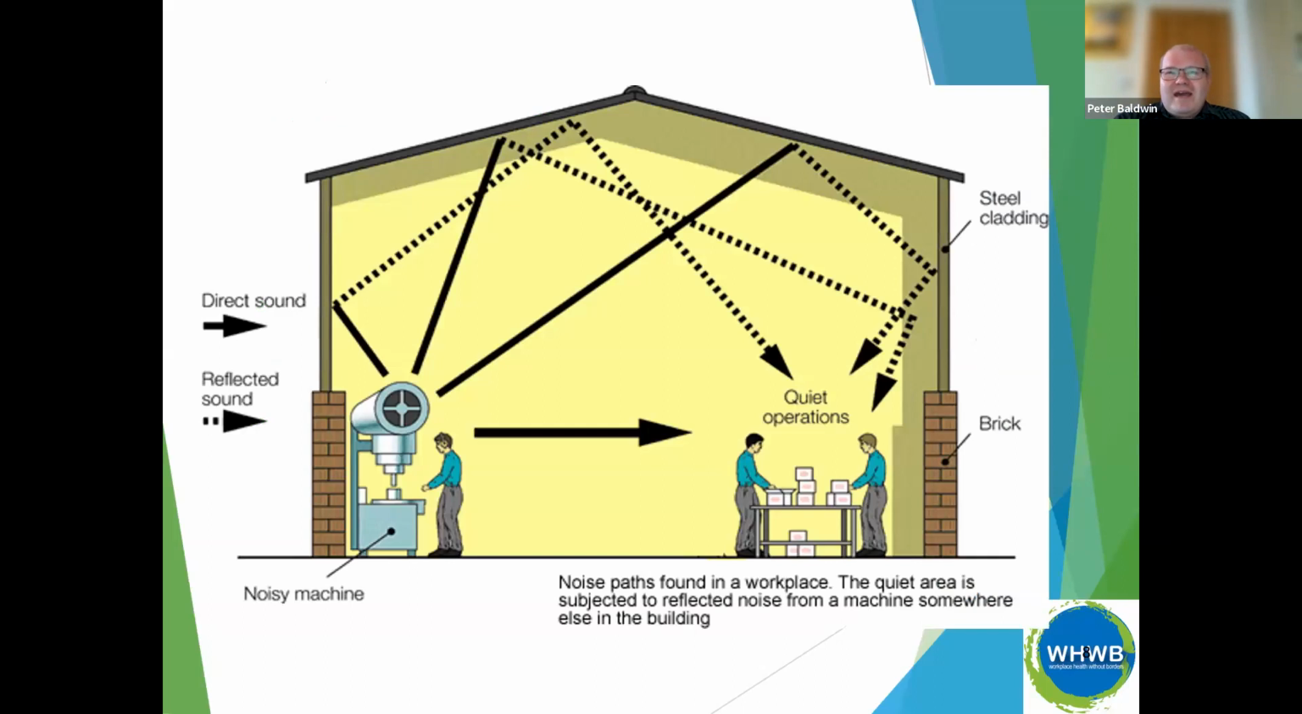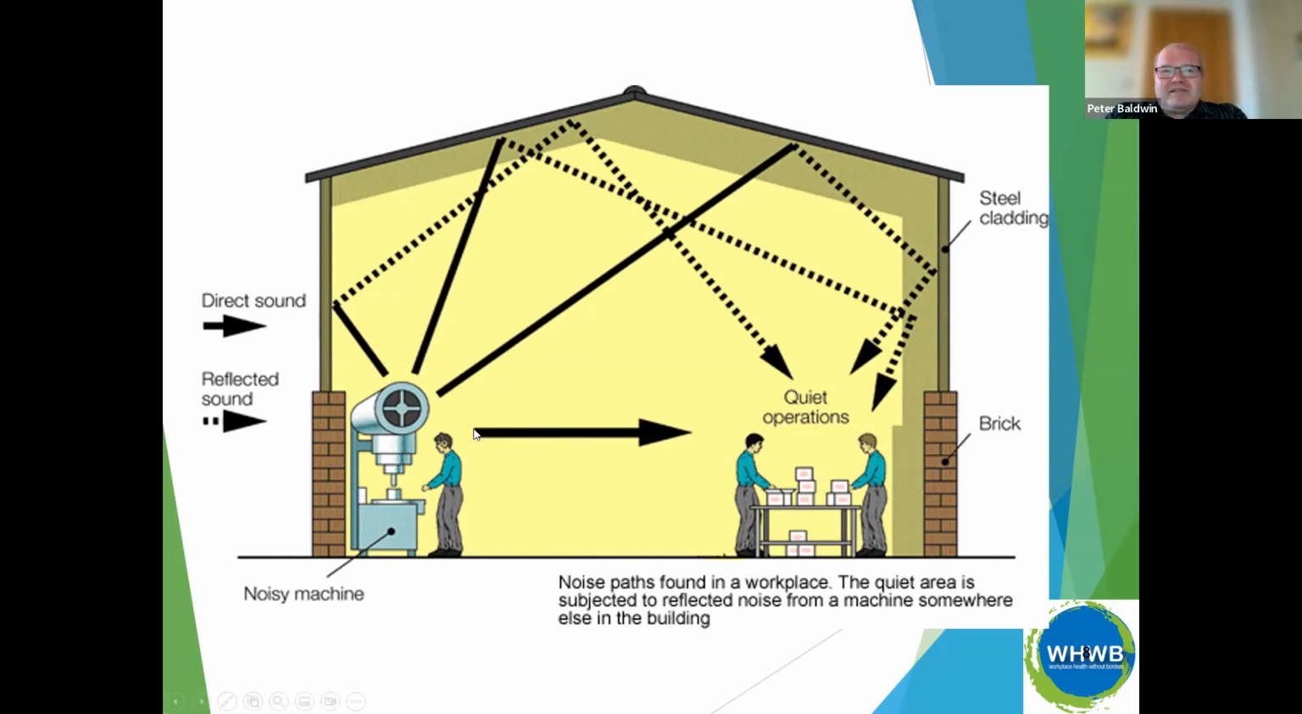So what we've got here is a noisy machine on the left hand side, and then you've got workers on the right hand side. The one that's operating the machine obviously has to be there, he has to be operating that machine, so he has to be in the vicinity of it. But these other workers on the right hand side, I'm sure you can see they're just packing, so that's a quiet operation. So you segregate that out, put that quiet operation in a different part of the building, because they've been affected by the noise produced by this noisy machine.